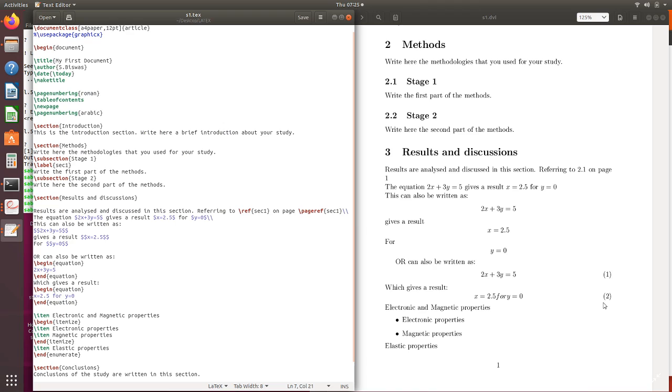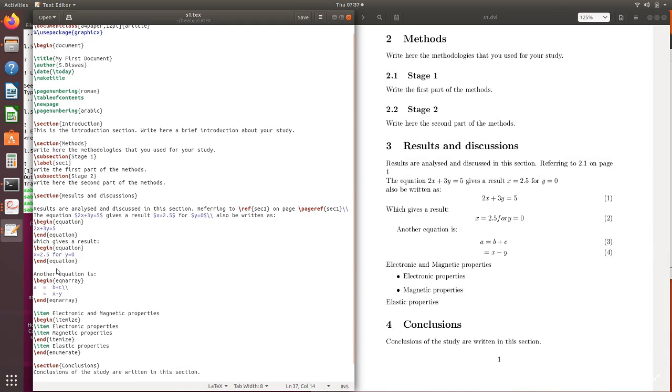So if you wish to write an equation number with your equation, then you have to use this format or this style. Next, go to our next one. Here is the result. Here is the equation. This gives a result. Okay. This is another style.